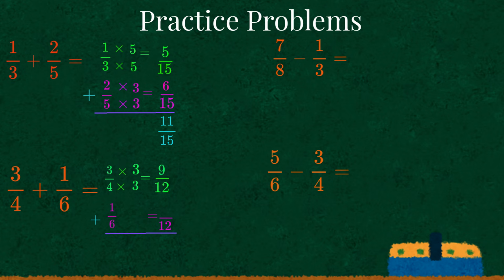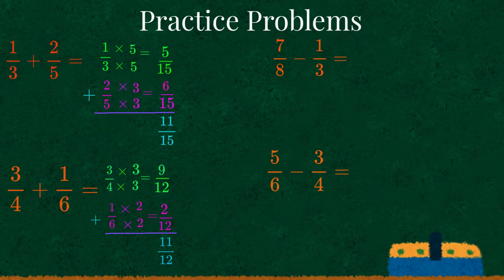6 times what number gives me 12? 6 times 2 gives me 12. So I must multiply my numerator by 2 as well. 1 times 2 gives me 2. So that fraction becomes 2/12. Now I can add my numerators. 9/12 plus 2/12 is 11/12. So the final answer is 11/12.